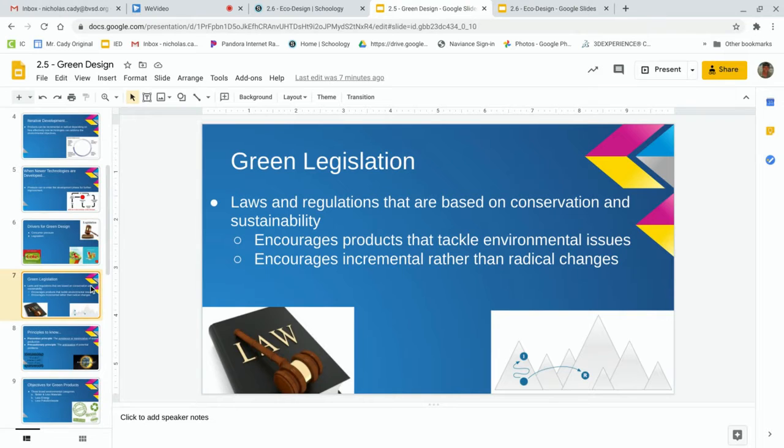Green legislation. Laws and regulations that are based on conservation and sustainability. Encourages products to tackle environmental issues. Encourages incremental rather than radical changes. Okay, so little changes here and there.